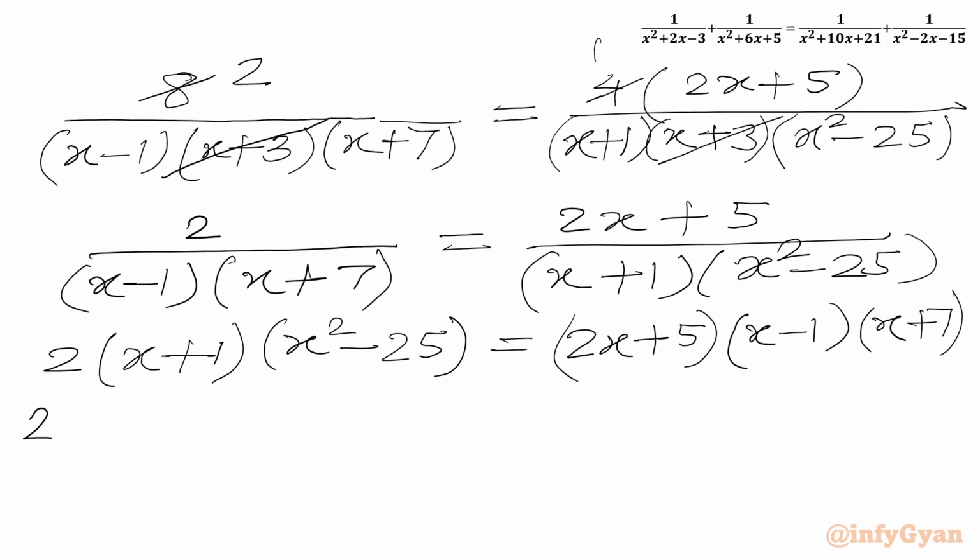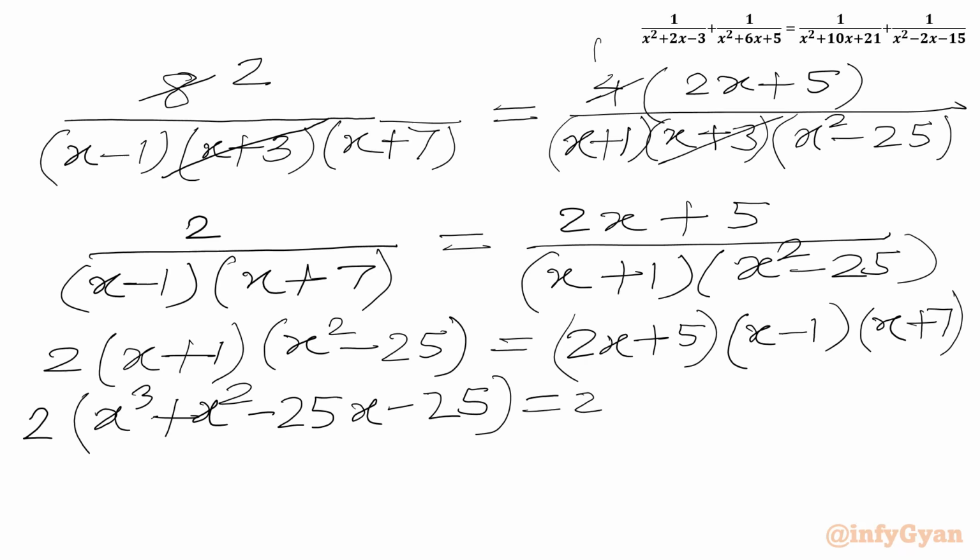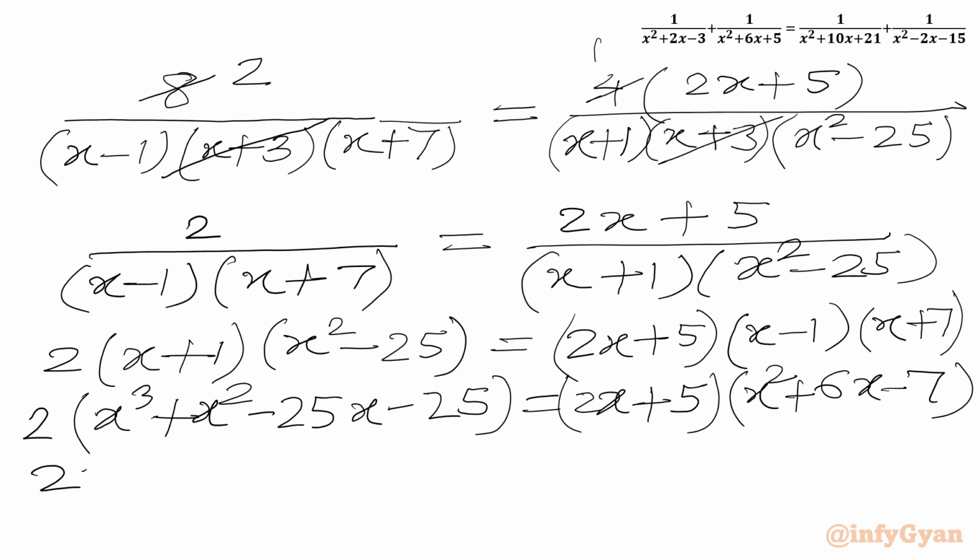Let's multiply. We'll write 2 times, in the bracket, x cube, then plus x square, then minus 25x, then minus 25. In the RHS, we will multiply the last two brackets first. So 2x plus 5 would be as it is. Here we will write x square plus 6x minus 7. Now we will multiply with 2. So we will get 2x cube plus 2x square minus 50x minus 50 in LHS.